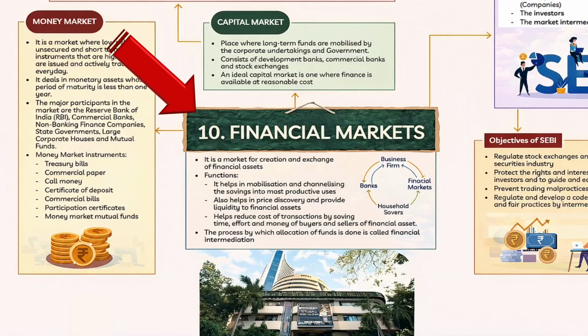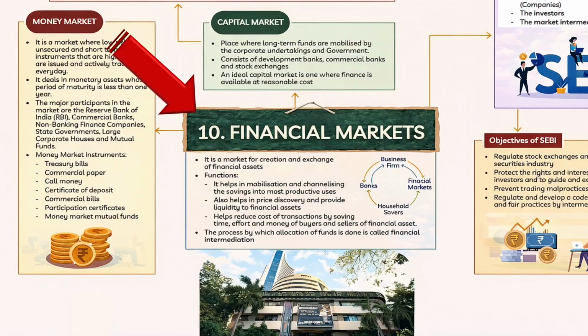A financial market is a market for creation and exchange of financial assets. Hence, in a given financial market, there are two types of financial transactions. This could be either creating financial assets or exchanging financial assets. Creating financial assets basically means issuing shares and debentures at initial level, and exchanging financial assets means making sale and purchase of shares and debentures possible.